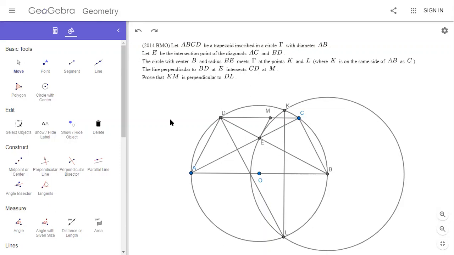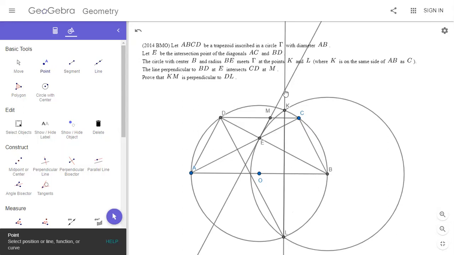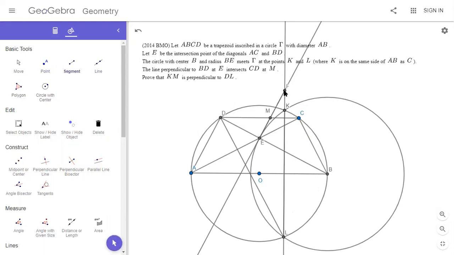Yeah, there's got to be some kind of symmetry. We want to show KL as the perpendicular bisector of CM, right? I wonder if we take this line ME and we let it intersect KL, that's the same as showing that these 3 points are collinear, F, C, and B. Can we show that F, C, and B are collinear?